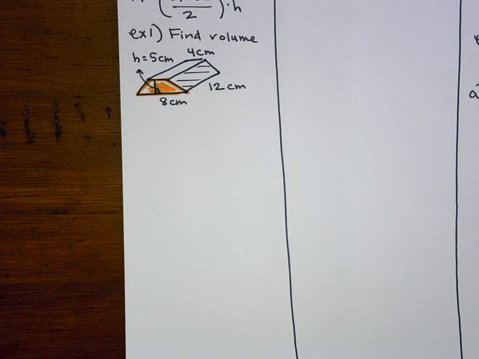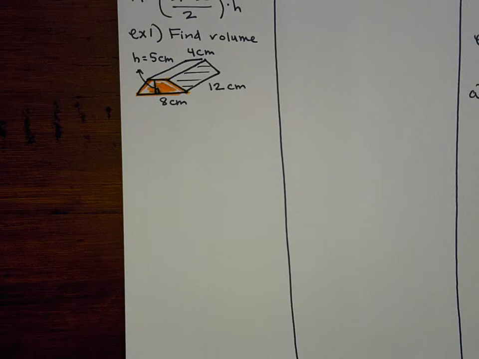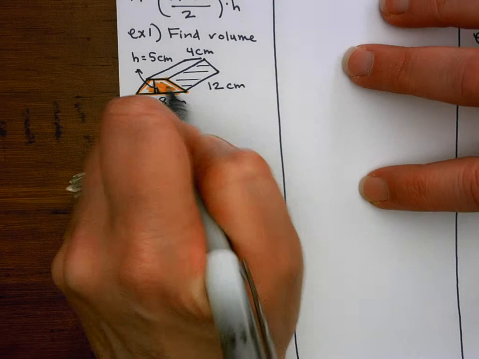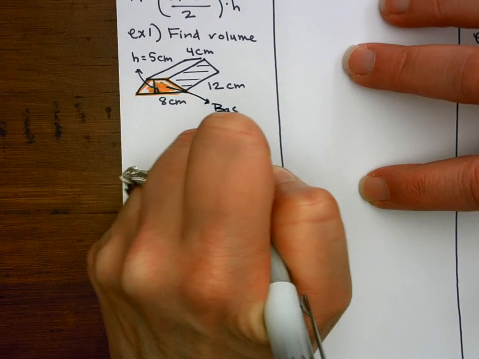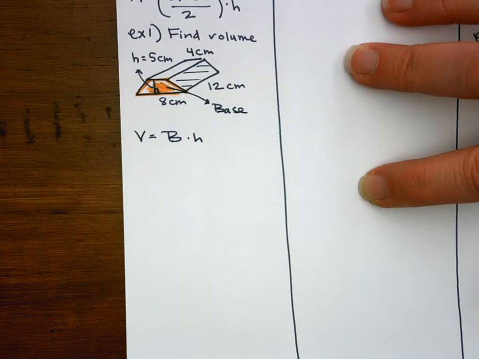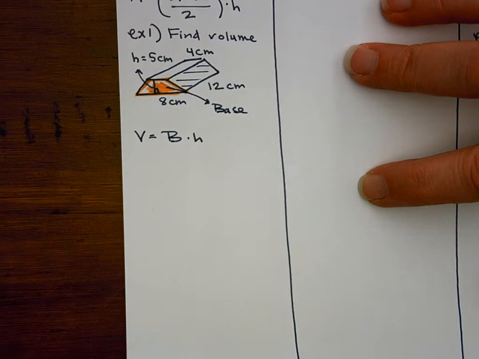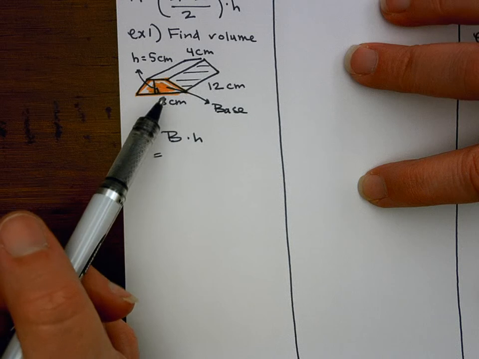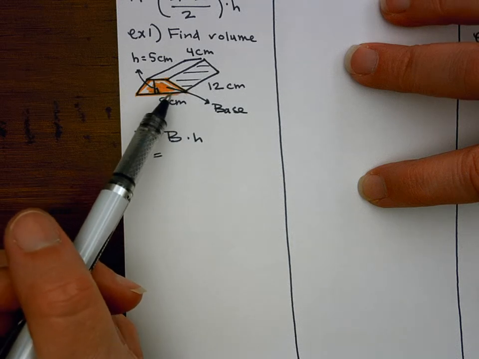So it's just a prism that's knocked over on its side. So if I want to find the volume, I know that it's the area of the base times the height, right? So the area of the base times the height. So in order to find the area of the base, I need to recognize this is my base, right?